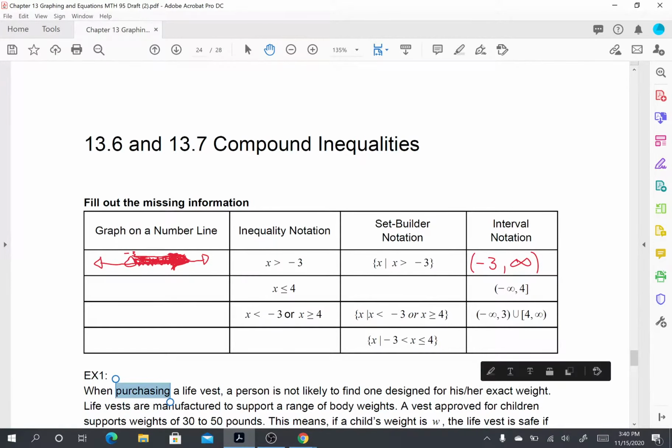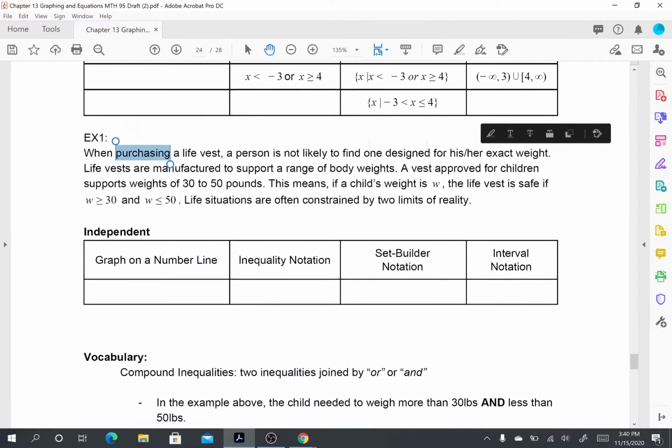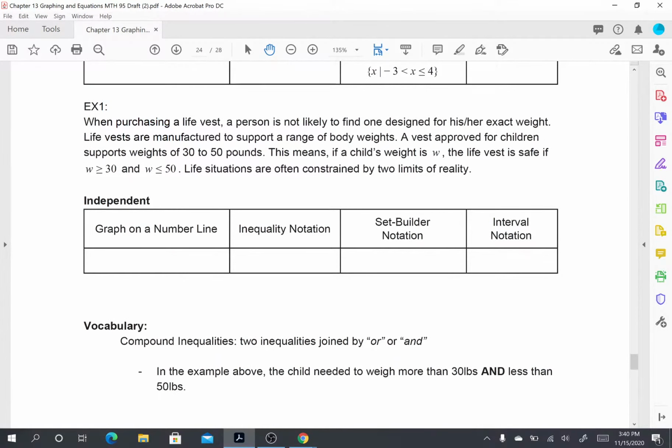I'm going to read example 1 to you. When purchasing a life vest, a person is not likely to find one designed for his or her exact weight. Life vests are manufactured to support a range of body weights. A vest approved for children supports a weight of 30 to 50 pounds. This means if a child's weight is W, the life vest is safe if W is larger than or equal to 30, and if W is smaller than or equal to 50.